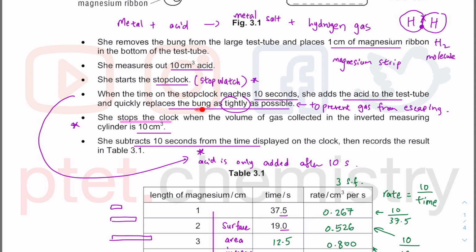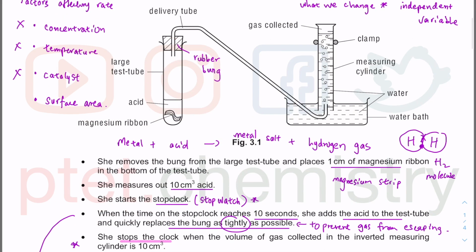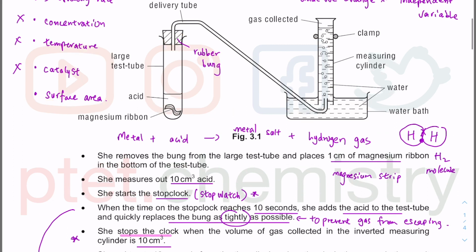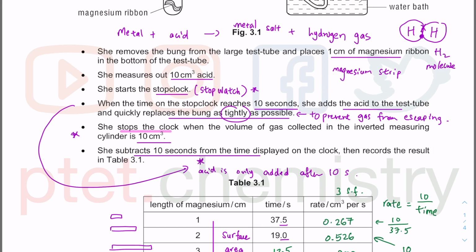Which hand actually helps you to replace the bung? So you can see there's a difficulty doing 3 things in one go, whereas it's important to start the stopwatch first and put it on the bench. When you read 10 seconds, one hand adds the acid and the other hand closes the rubber bung straight away, because your stopwatch has already started and is placed on the bench and you don't have to hold it with your third hand, and then you only start the timing at 10 seconds.